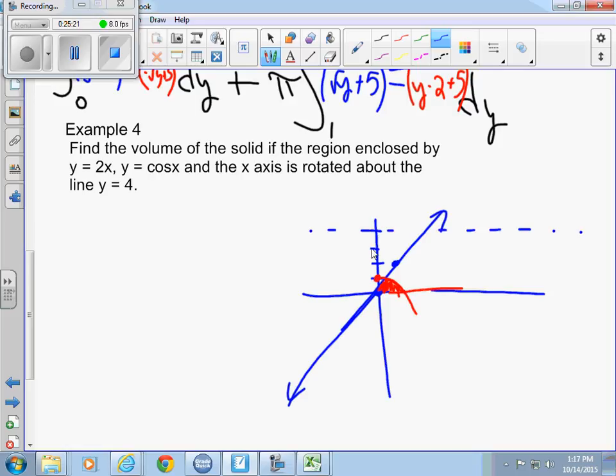We are rotating around y equals 4, so immediately that tells us what? Yes, right? We know it's a washer. We know it's D. So let's look.